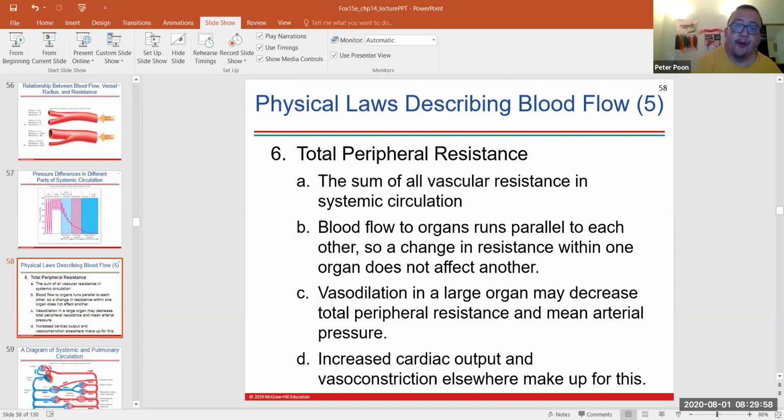So, first concept, the blood flow to organs runs parallel to each other, so change in resistance within one organ does not affect the other. They run in parallel, which means for the most part, expanding A doesn't do anything to B. So increasing blood flow to your kidneys doesn't automatically decrease blood flow to your liver or something like that.